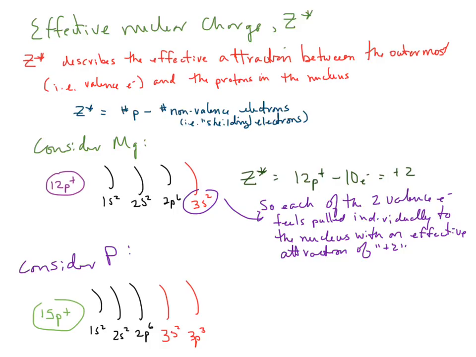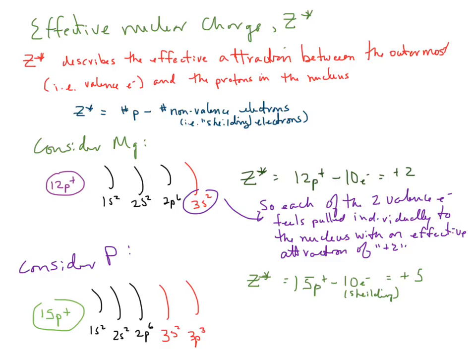Well, that all works. So now if we calculate Z star, it looks like this. 15 protons. We have the same number of shielding electrons as we did for magnesium. We have 10 shielding electrons. So we have 15 minus 10. So the effective nuclear charge is a +5.